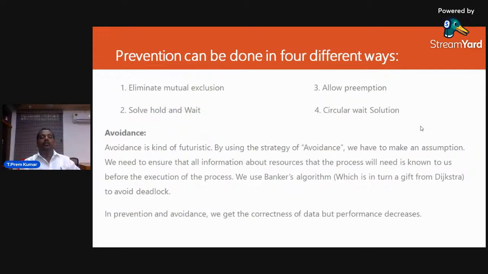Then we'll see the four prevention techniques. The first is eliminating mutual exclusion. The second is solving hold and wait. The third is allowing preemption. The fourth is the circular wait solution.